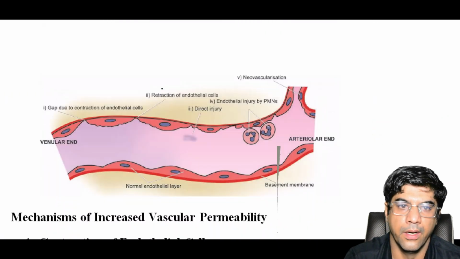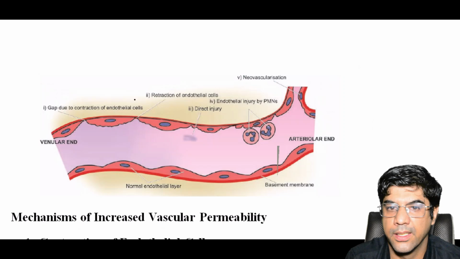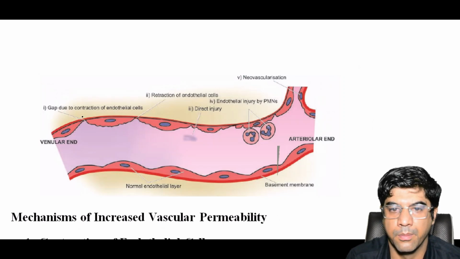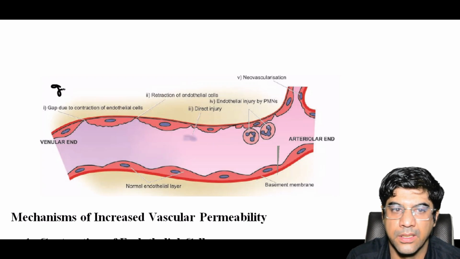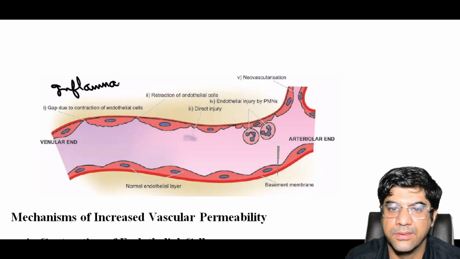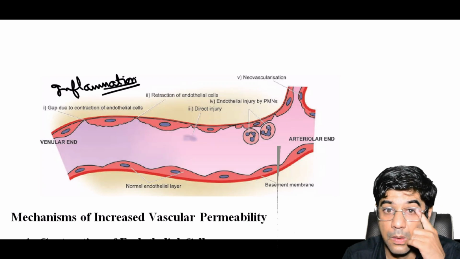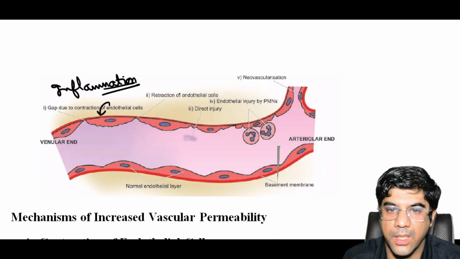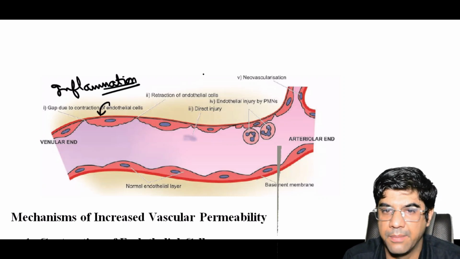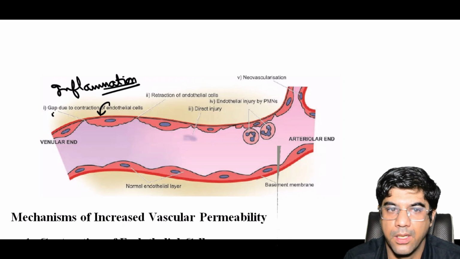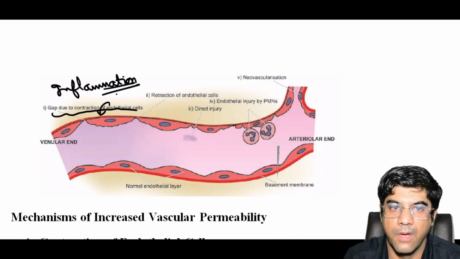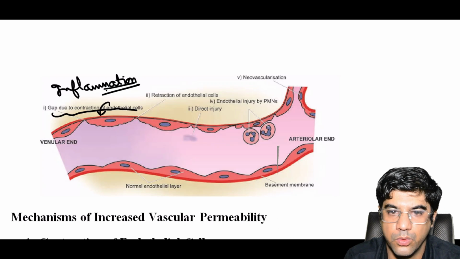So during inflammation, we know that normally the lining of the blood vessel is tight, but the lining becomes more permeable. Chemicals like histamine cause gaps to form between the endothelial cells, letting the fluid through.